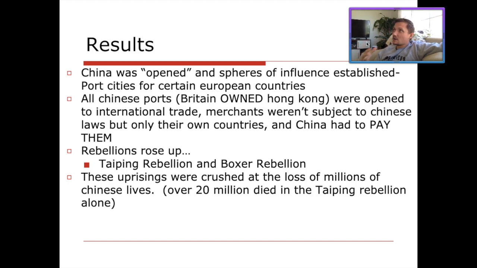Rebellions are going to rise up in protest of their government as well as foreign rule. Some of these rebellions include the Taiping Rebellion and the Boxer Rebellion. And these uprisings are going to be crushed by the European powers with the loss of millions of Chinese lives. In the Taiping Rebellion alone, over 20 million people died, which is absolutely insane.